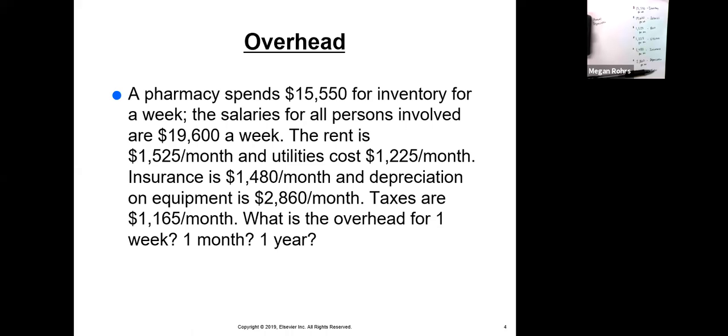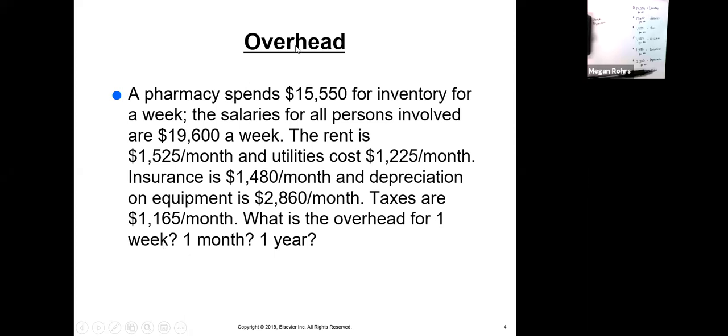Okay, let's take a look at this example here. So we have various costs that a pharmacy is spending throughout the month here. So we have inventory for a week, salaries for a week, the rent per month, utilities per month, insurance per month, depreciation, and taxes per month. Question says, what is the overhead for 1 week?